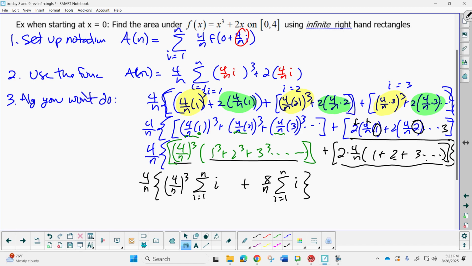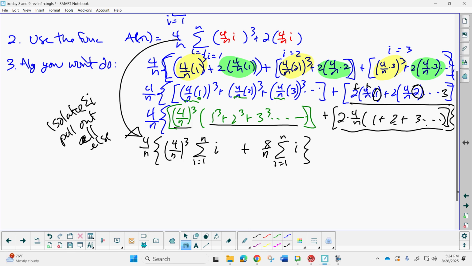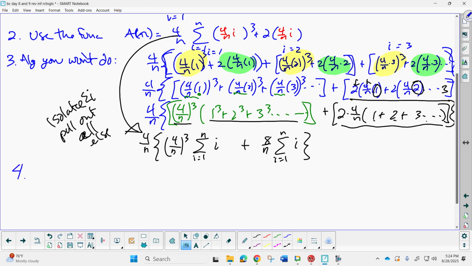Now that is what you'll typically jump to from there all the way to there. In other words, you're going to isolate the i in the summation and pull out everything else by a common factor. So that you'll actually skip over quite a bit of the algebra. I just wanted you to know that you could do it and why you could do it. That was fun.